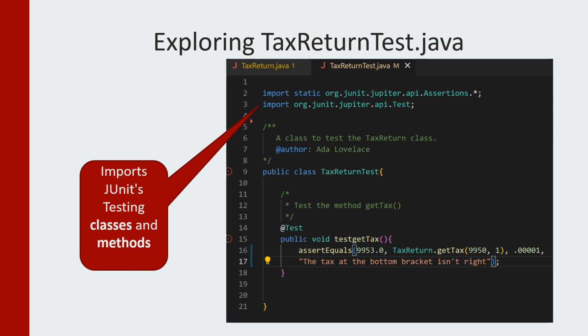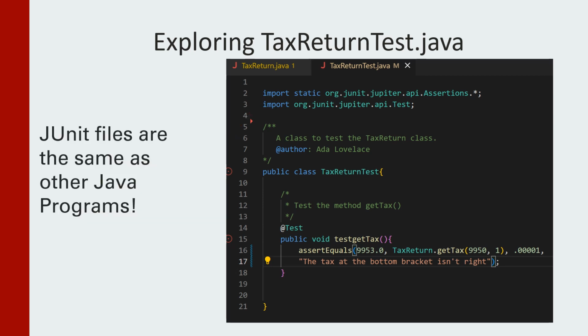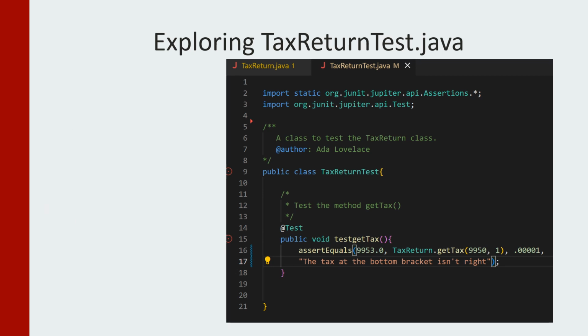At the very top, you have an import of JUnit's testing classes and methods. So import static org.junit.jupiter.api.Assertions.* and import org.junit.jupiter.api.Test. So JUnit files look the same as other Java programs, but there are some changes to the syntax.